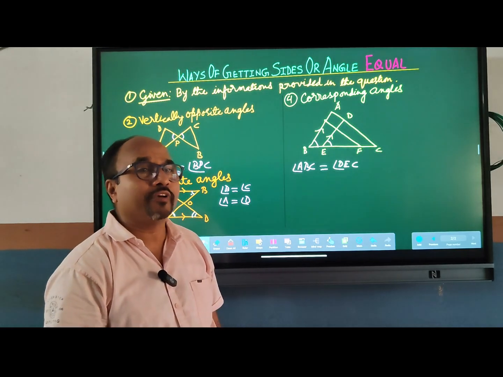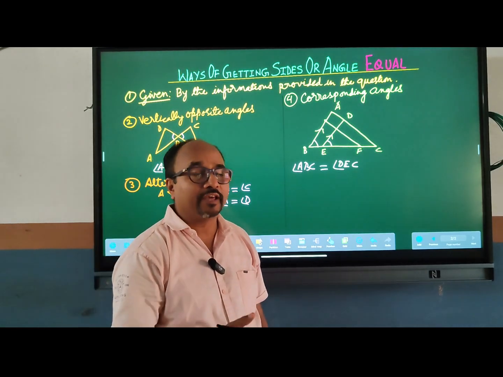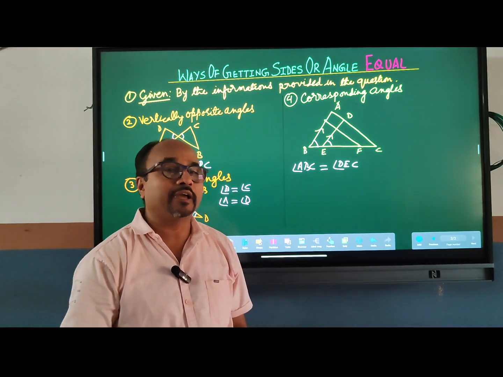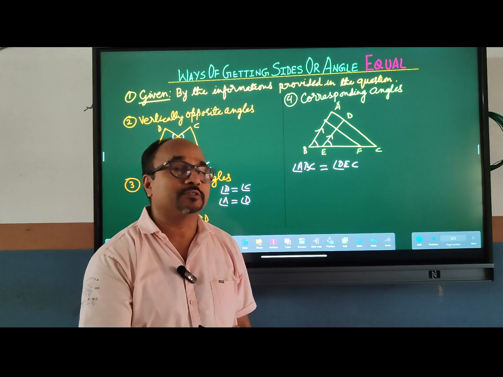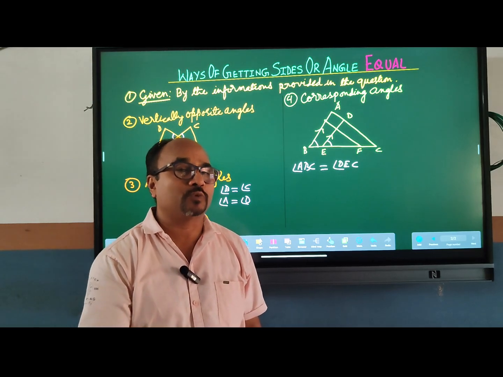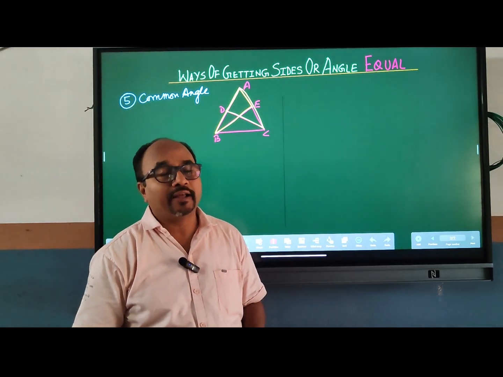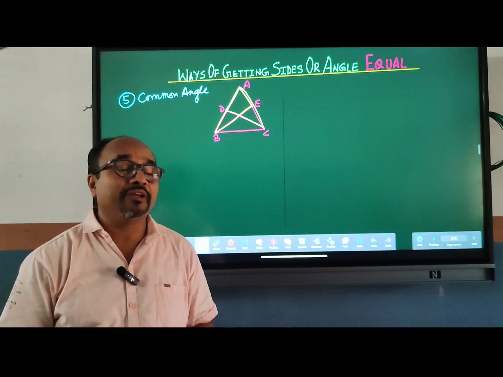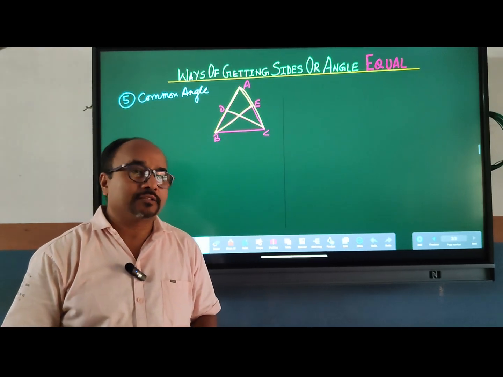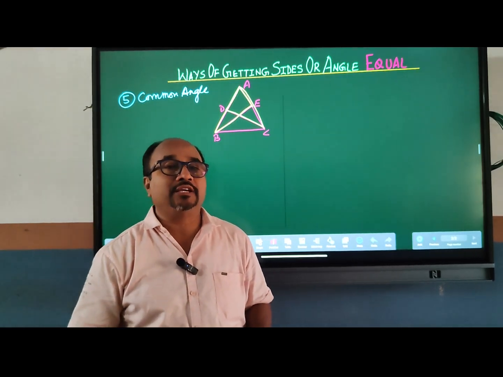But remember, very few sums you will have where you will get the angles equal by corresponding angles and the triangles become congruent. Very few sums will have it. The fifth one over here, to get angles equal, is a common angle. Many sums you will get angles equal by this way.